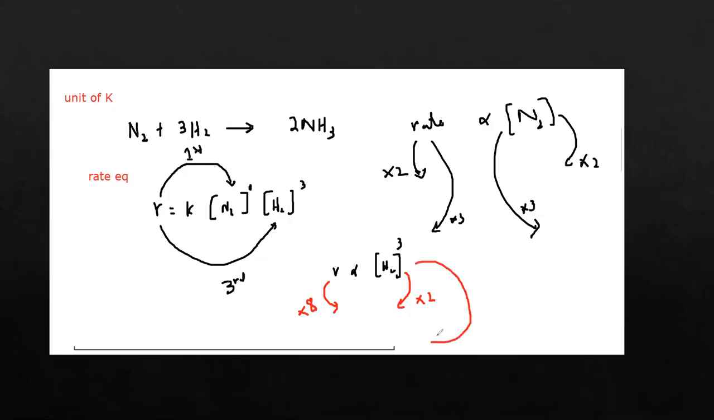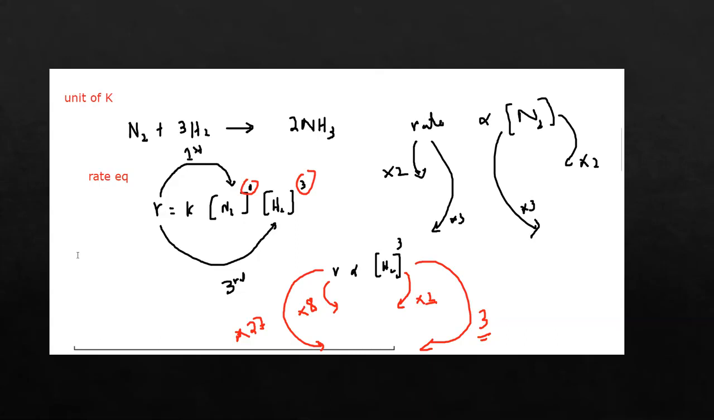If I triple the concentration, what does it mean? It means the rate will be 3 raised to power 3, which equals 27. So the rate will increase by 27 times. So this is third order with respect to hydrogen and first order with respect to nitrogen.